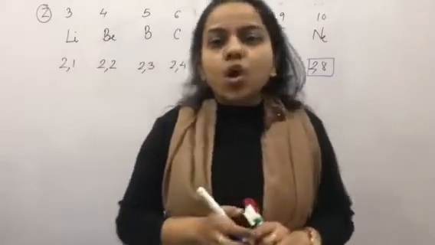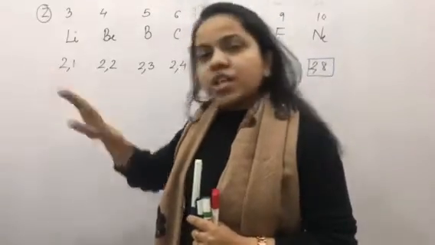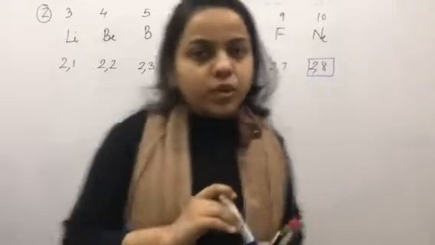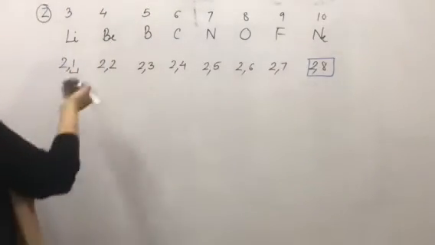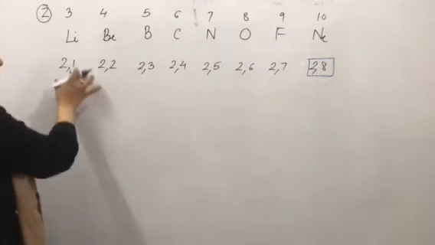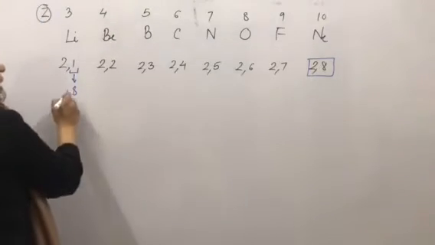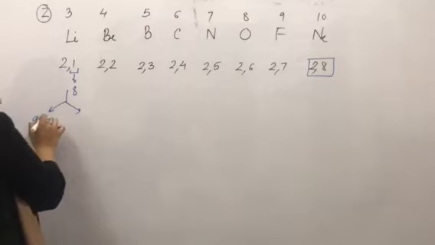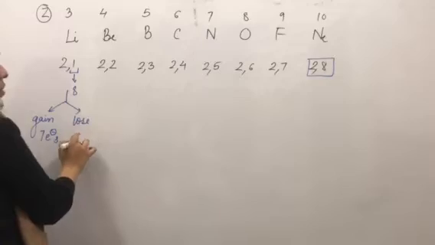But if I talk about this 2,1, what is there? In the first shell, the maximum limit is already there. So in the first shell, there is no problem. But what about this one? It should be 8, but it is not 8. So what can this atom do to achieve its stability? It can either gain 7 electrons or it can lose 1 electron.